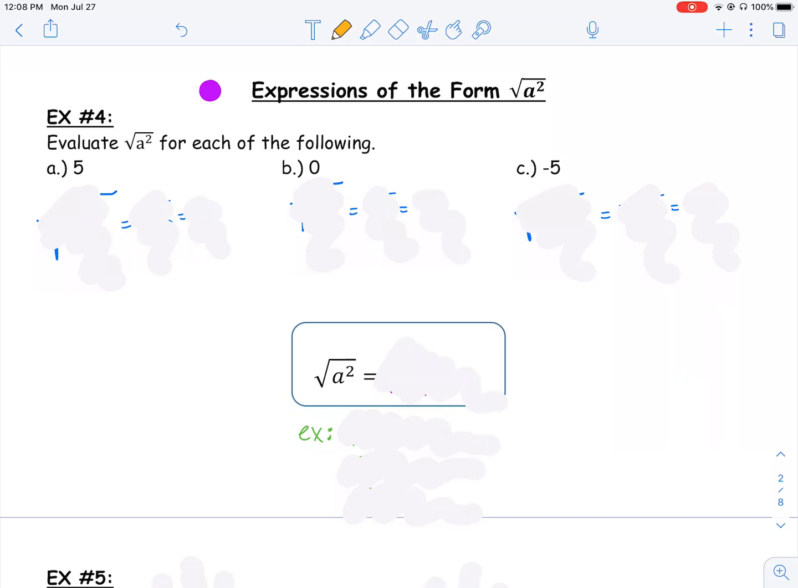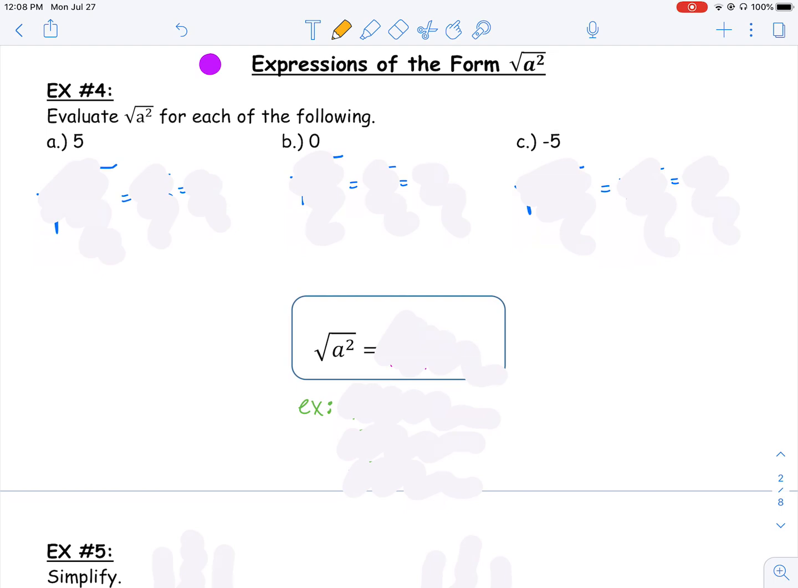All right, in our second video for section 10.1, we're going to talk about expressions in the form of the square root of a squared. You notice that we have a square root, but we also have a quantity squared underneath. Let's see what happens.